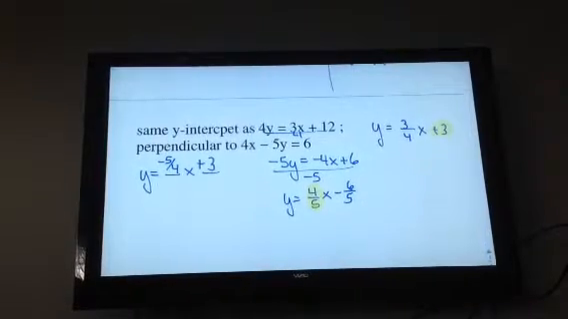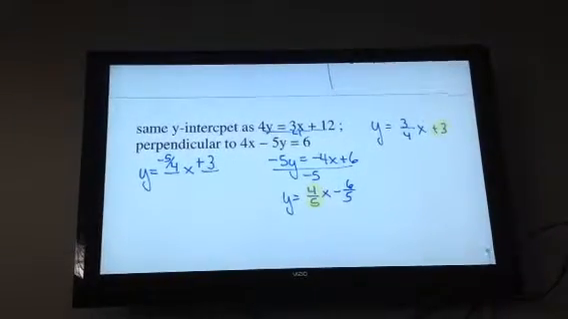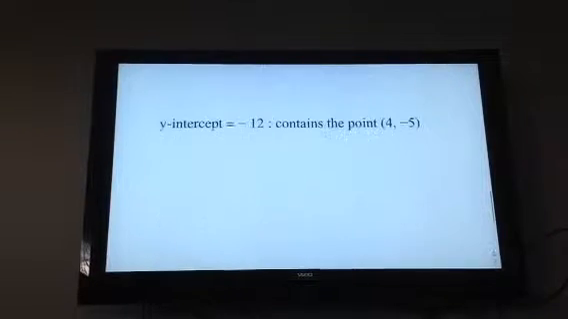Okay, so a couple different ways to get your y-intercept there. It doesn't matter which one you use. Whatever comes to your mind first. Is that my last one?